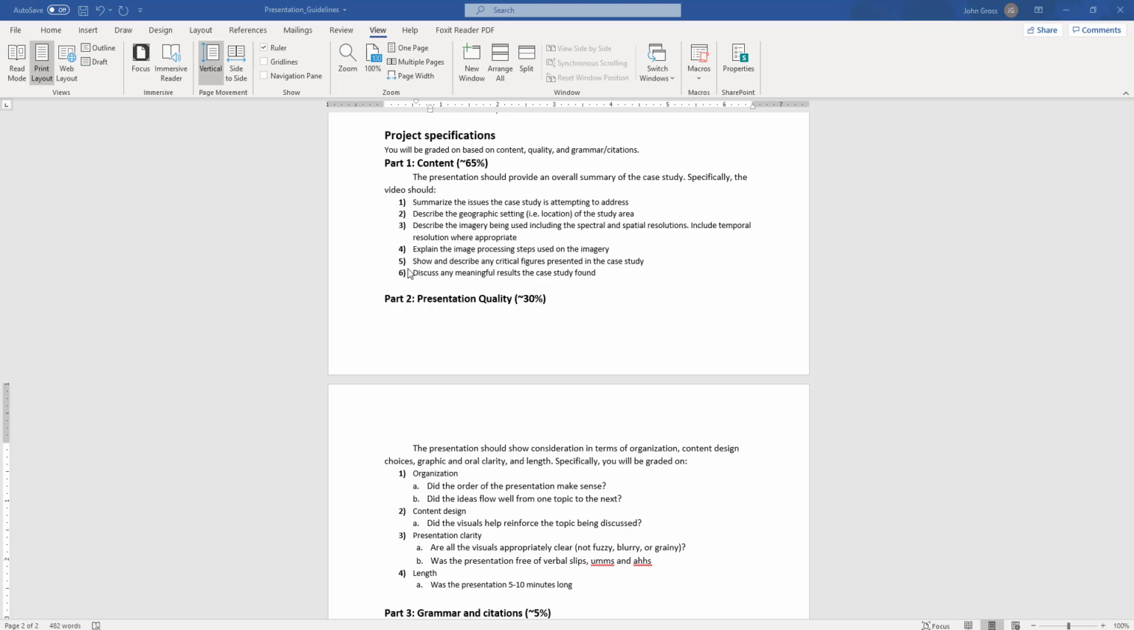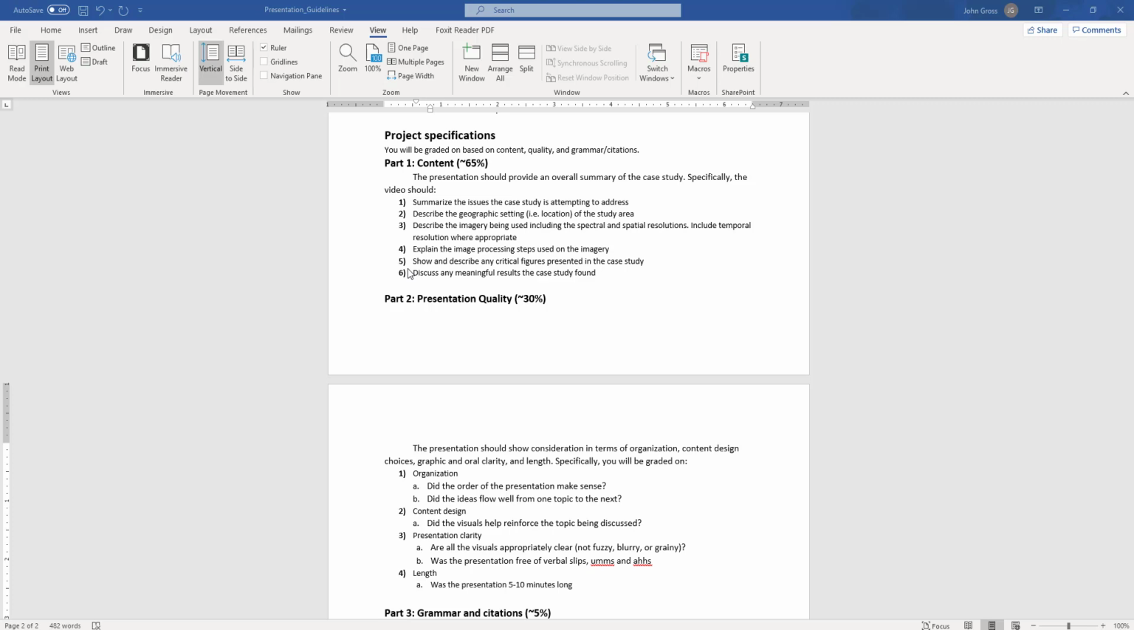And then finally, discuss the meaningful results. So this is basically where, after you've read through and you get to the last couple paragraphs, they're really wrapping it up and saying, hey, this is what we found and this is why it's important. Right? You can paraphrase that.